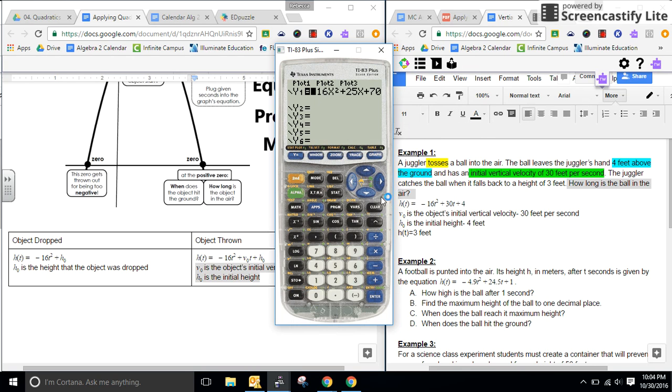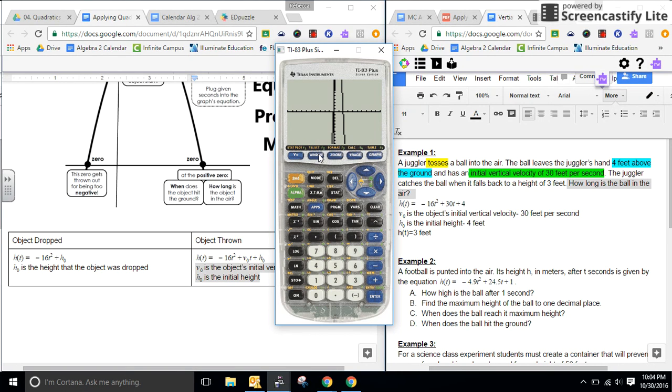I still have that old equation, so I'm going to clear that out. Actually, let's just clear our calculator: second, plus, 7, 1, 2. Okay, and I'm going to type in this equation. So I have negative 16x squared plus 30x plus 4. Okay, and there's my graph.